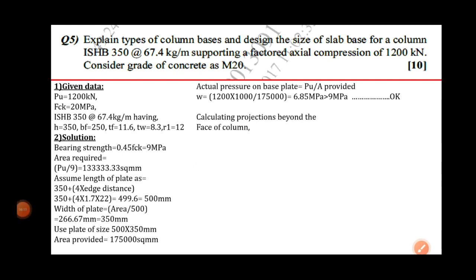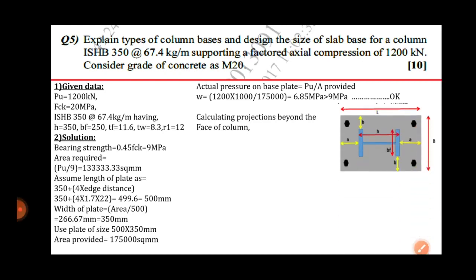Next, we have to calculate the projection behind the face of the column, that is small a and small b. If you observe in the diagram, small a is along the L and small b is along the B. Now small a is equal to 500, that is the L, minus 350, that is the H, divided by 2, as this projection is on both sides. Similarly, small b is equal to 350 minus 250. 350 is capital B, that is the width of the base plate, and 250 is BF, that is the width of the flanges, divided by 2, which is equal to 50 mm.